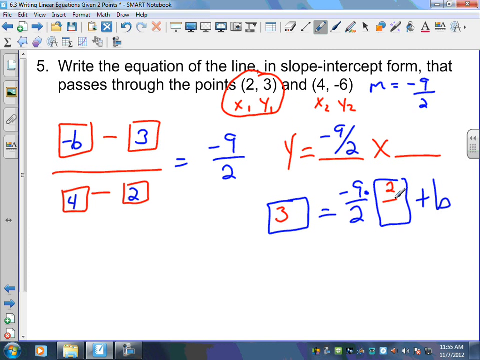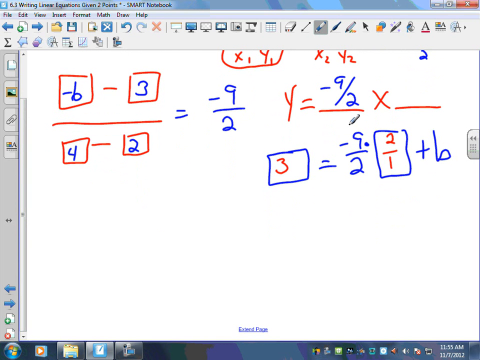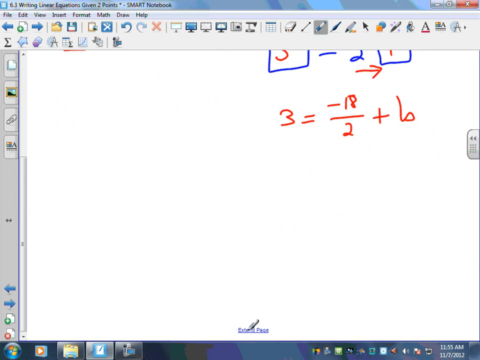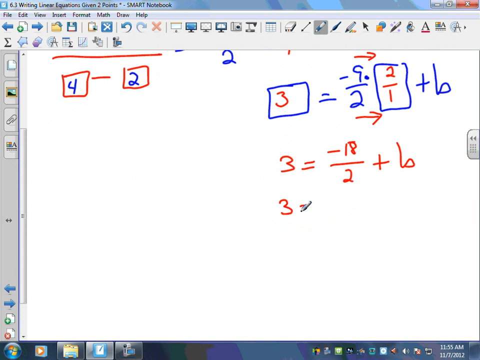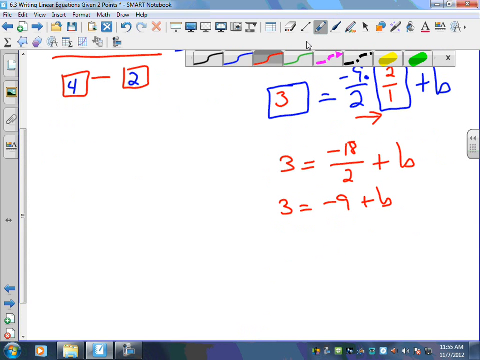I'm going to make it a fraction so that I can multiply my fractions. You multiply fractions straight across. Bring my 3 down, equals negative 9 times 2 is negative 18. 2 times 1 is 2 plus b. Does 2 go into 18 evenly? The answer obviously is yes. So I get 3 equals negative 9 plus b.